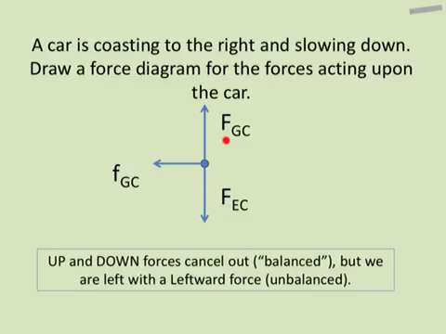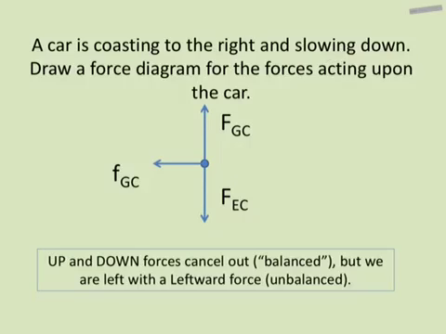So you're balanced vertically. So if the force of Earth on the car was 100 newtons, then the ground would also push up with 100 newtons. 100 newtons up cancels out 100 newtons down. And then there's also, it's slowing down, okay? That means we are accelerating.